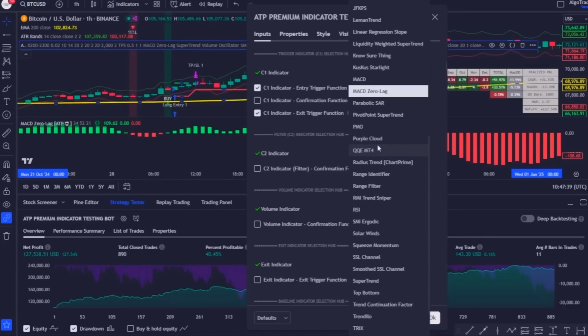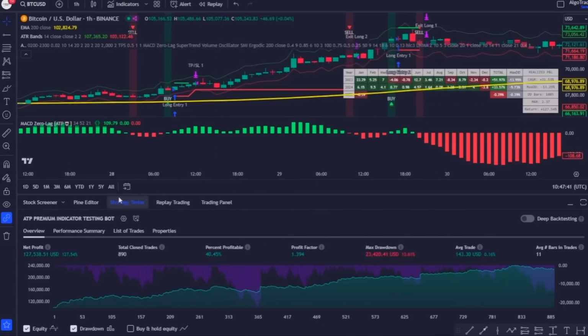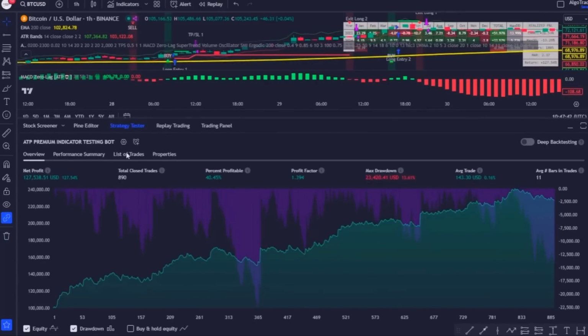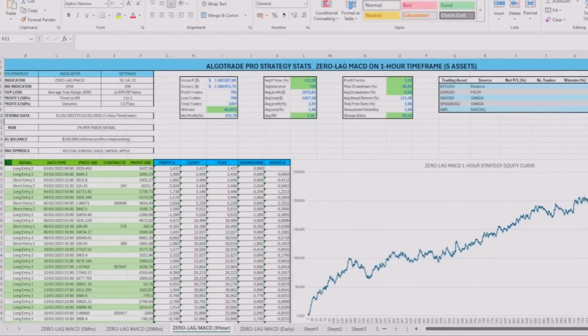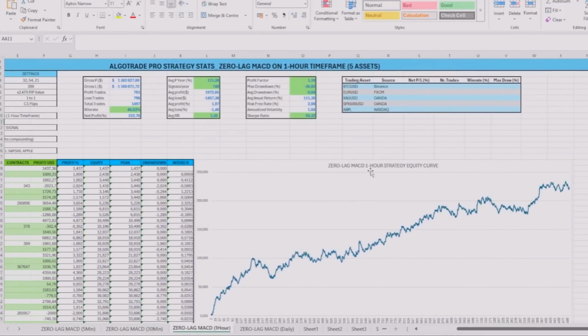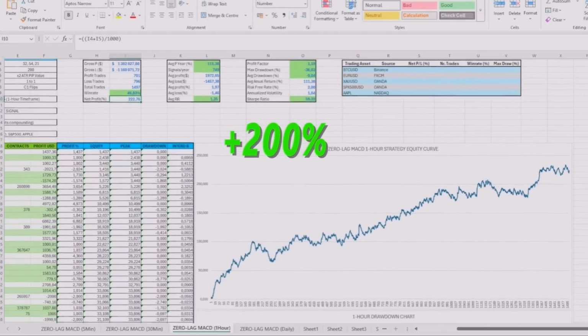And so, let me run the backtest for the zero lag MACD and I will be back with the results. A few minutes later. After testing about 7,000 trades, here we have the results of the zero lag MACD, where the best time frame was the 1 hour one with a profit over 200%.